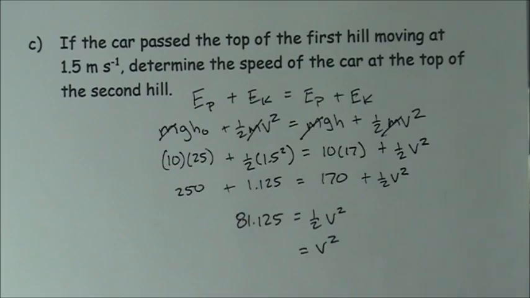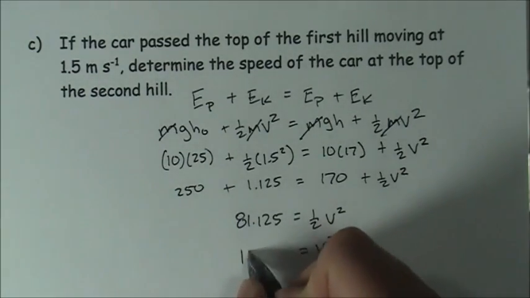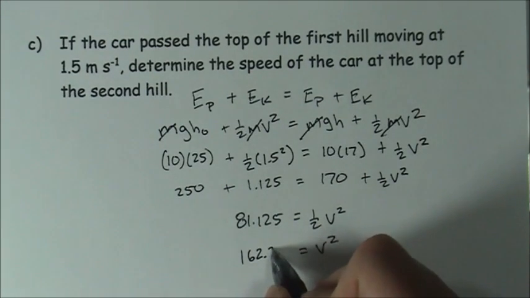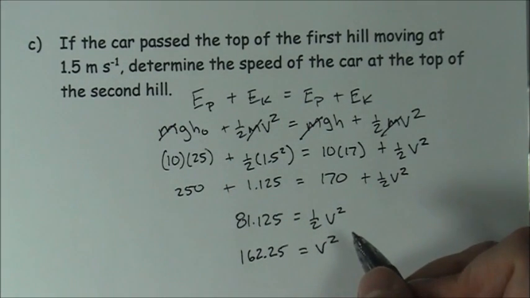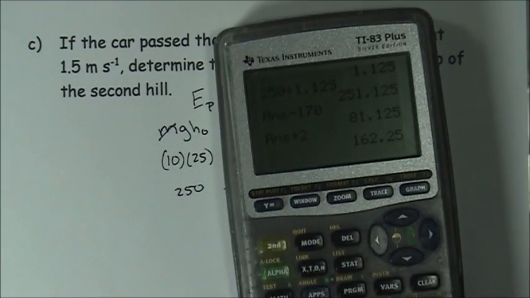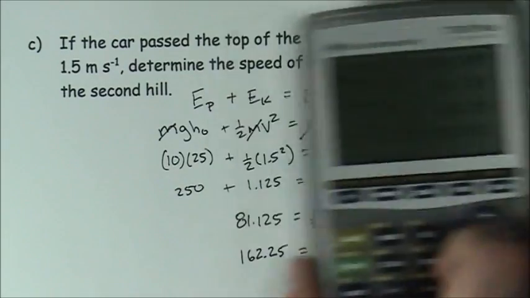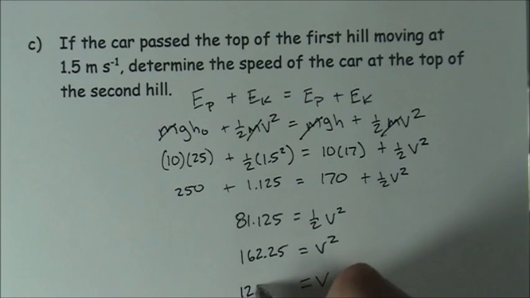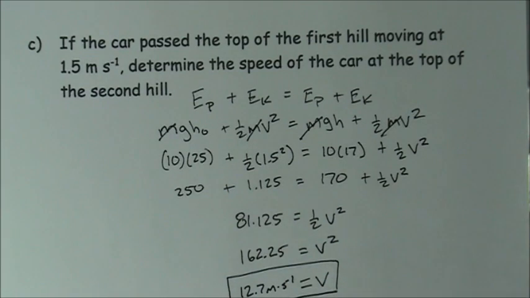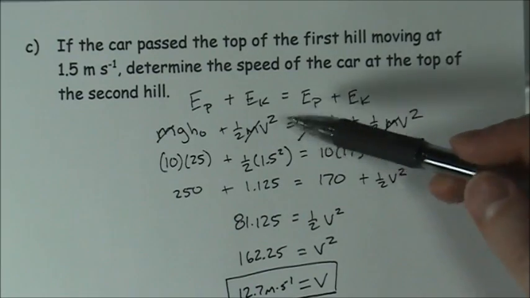We'll multiply by 2. That's 162.25. And then all we need to do right now is to take the square root, second function, square root the answer, and we end up with a speed of 12.7. 12.7 meters per second.